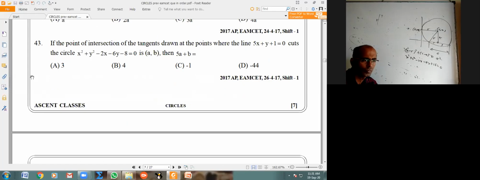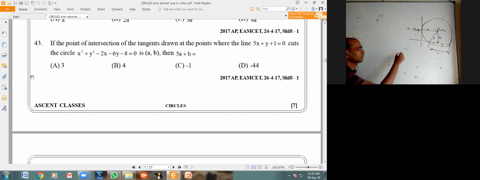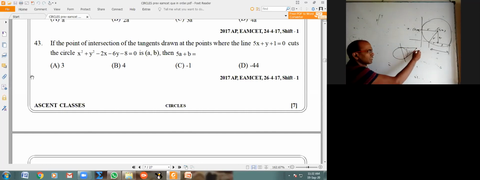Doubt, sir. 43 is indirectly pole. We have not yet discussed pole; we'll discuss it once again because these formulas are covered a little further on. But the question is, we have a circle and a line intersecting at 2 points. When you draw tangents there, they'll intersect at a point. For this point, the line is the chord of contact, S1 equal to 0, and for this line, this point will be the pole. So if the point is mentioned as A comma B, do S1 equal to 0 and compare with the given line.